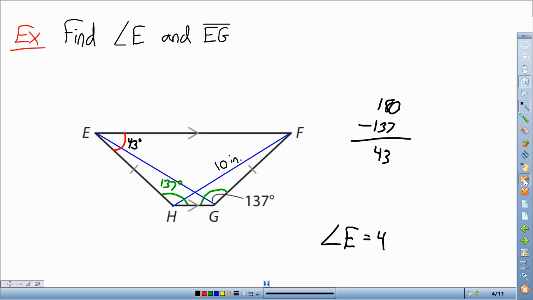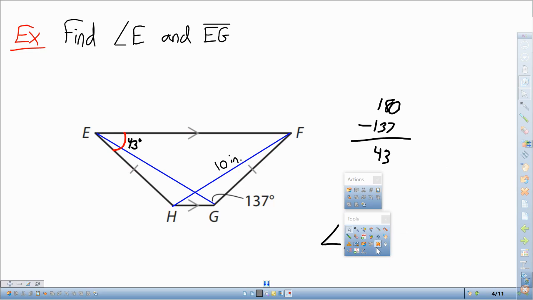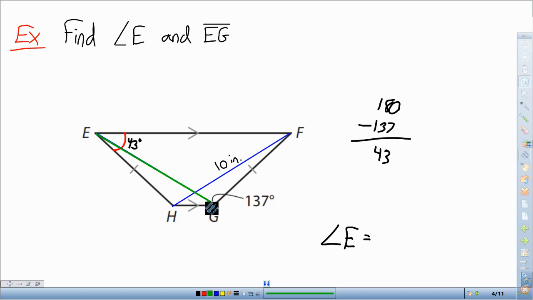So let me erase all of this stuff. Actually, hold up. Let me see if I can clean it up a little bit. Okay, so let's point out EG is this segment right here, going from E to G. So it's one of my diagonals. Here's what I notice. My other diagonal is 10 inches long. Well, if we remember our rule, we know that the diagonals are congruent. If this thing is 10 inches long, we know our diagonal is also 10 inches long. So there it is, our other answer. Segment EG equals 10 inches.